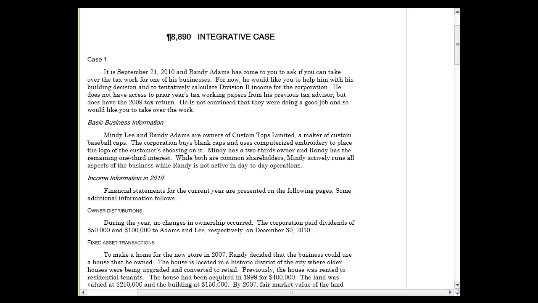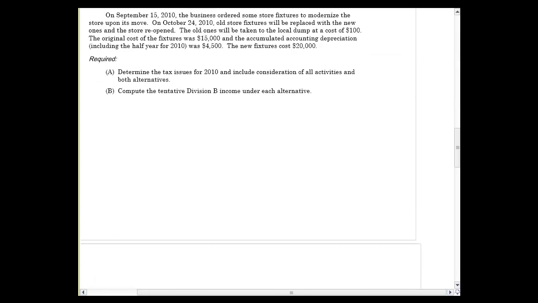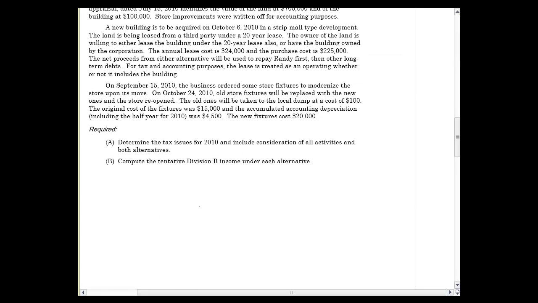All right, let's do this question here. I'm hoping a lot of people made a good effort at this question. Remember, I asked you to do it because there's a lot of stuff in it you're going to need to know at some point, either in this course or not. Determine the tax issues for 2010, include consideration of all activities, compute tentative Division B income under each alternative. Ladies and gentlemen, there are two parts to the question, right? A and B.